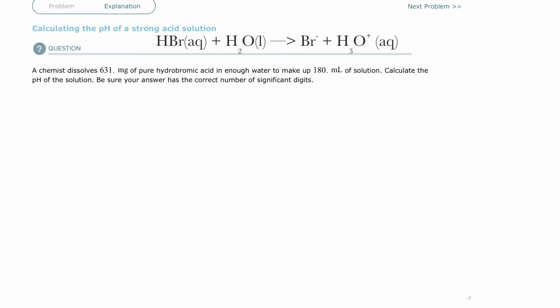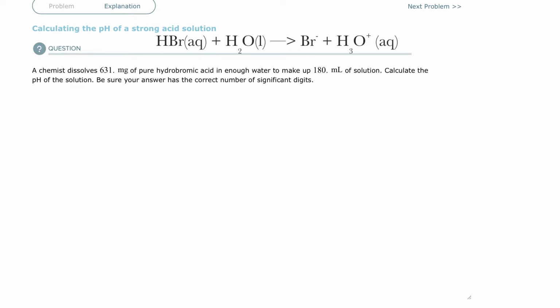It completely breaks down, and so when the hydrogen comes off of this bromide, it's going to join itself to a water molecule and become hydronium. The pH is simply the concentration of that hydronium. That's all the pH means. So, first thing I need to do is write this out.